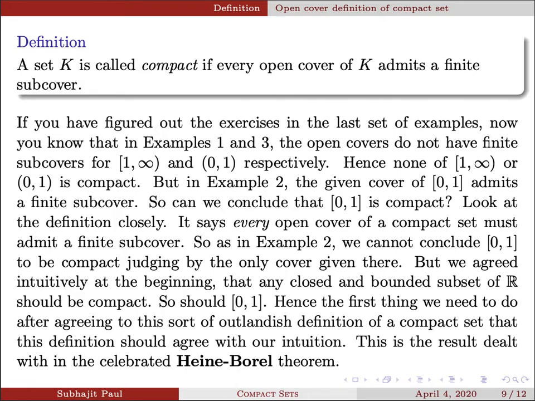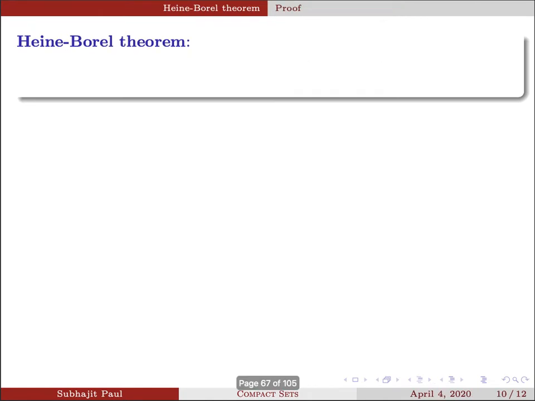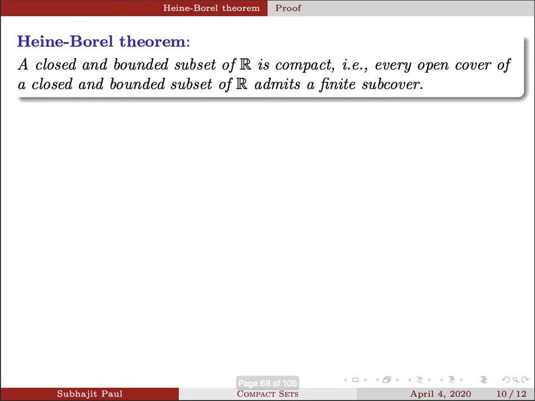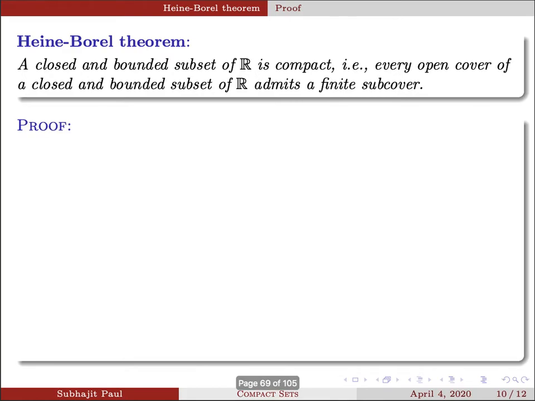This is the result dealt with in the celebrated Heine-Borel theorem. The Heine-Borel theorem guarantees that if you have a closed and bounded subset of R, then that set has to be a compact set. Now let's dive into that theorem. Heine-Borel theorem: a closed and bounded subset of R is compact. That is, every open cover of a closed and bounded subset of R must admit a finite subcover. Okay, let's see the proof.